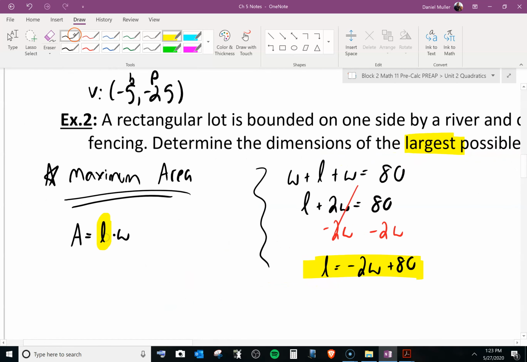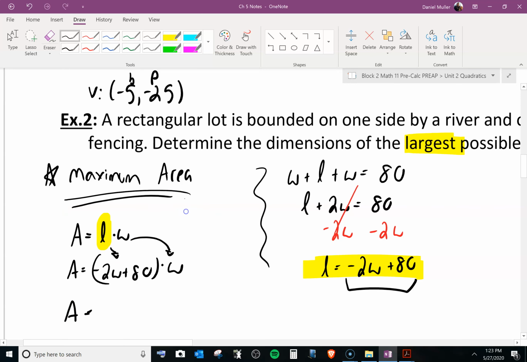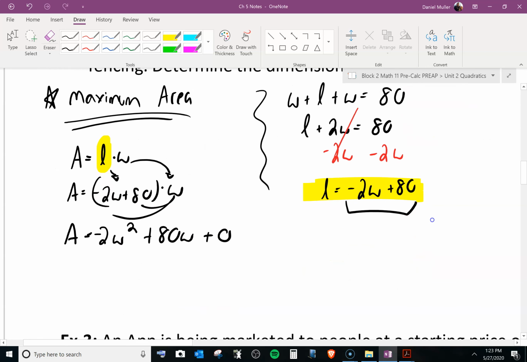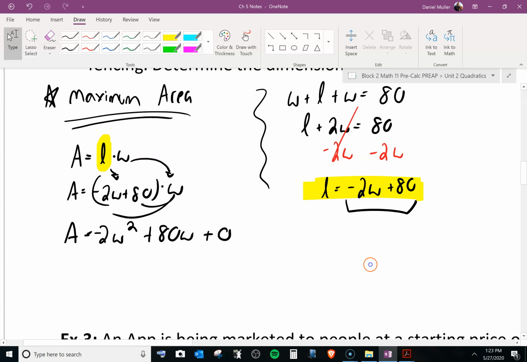We can plug that into our maximum formula. So area equals length. Length is negative 2W plus 80. And then we've got the times W. So I literally just replaced the length. So this is the formula for area. We had too many letters, so we used a different formula, isolated the L, and plugged the L in. I can multiply this W in now, so I get a negative 2W squared, and then plus 80W plus 0. I'm including the 0 in there because I want to find the vertex.